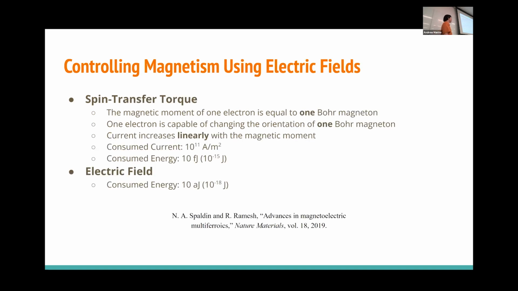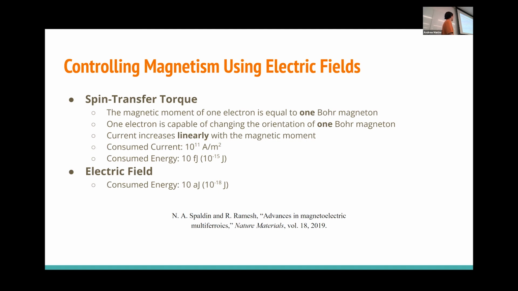And so back to the first slide, and why are we so interested in multiferroic materials? The main reason is because in multiferroic materials, you can use electric fields to control the magnetization. And this tends to be a lot more effective than spin transfer torque, which we learned about. So STT is currently the dominant way to control the magnetism in a material.